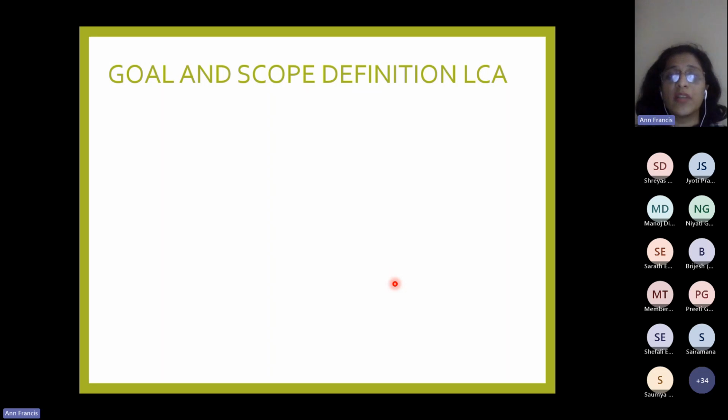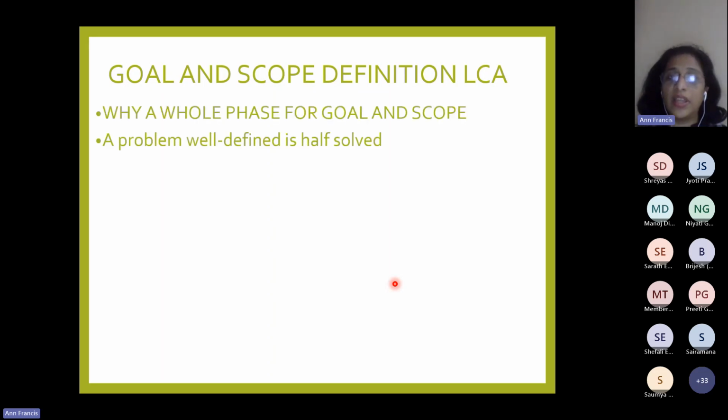So my first question is, again, why do we need a whole phase in LCA just to define the goal and scope? Is it really needed? Do we need to actually talk about the scope of the study or the goal of the study as a very important step in LCA? Yes, we do. The reason being, again, all the previous cases very clearly say, unless you define your scope, unless you define a unit, you can actually come out with wrong results. So that is why we need it. And of course, a problem well defined is half solved.